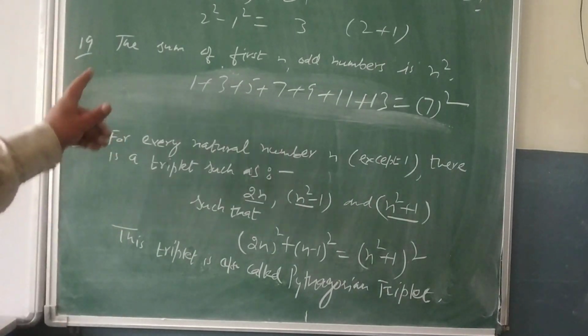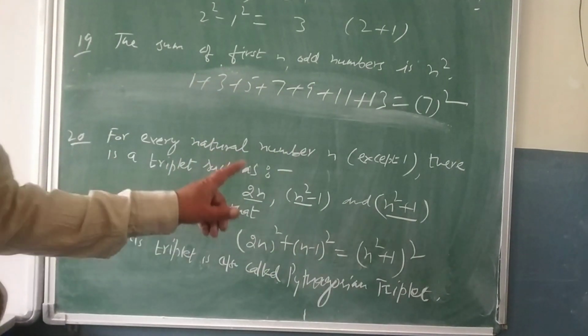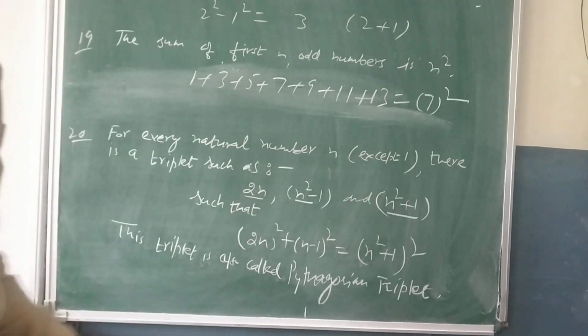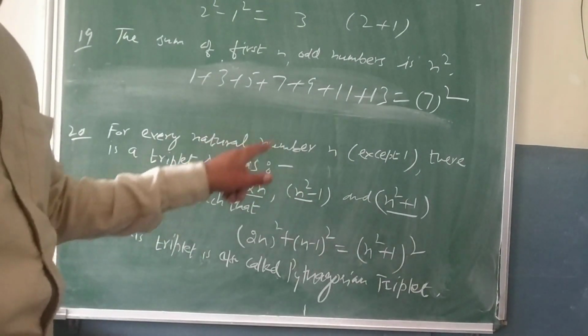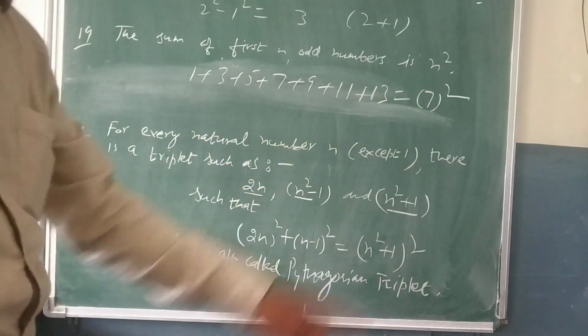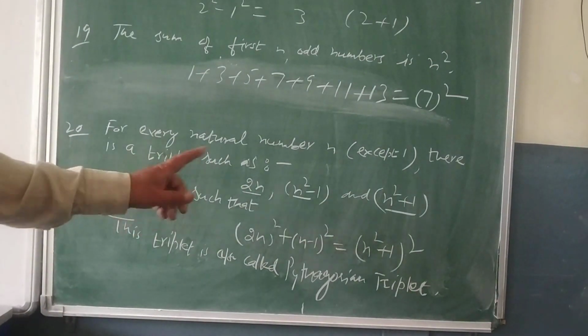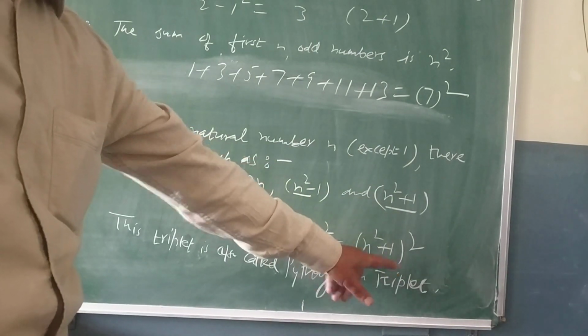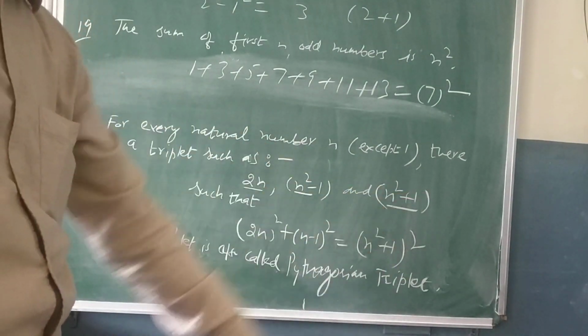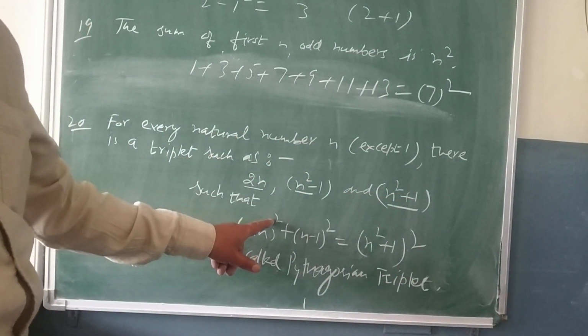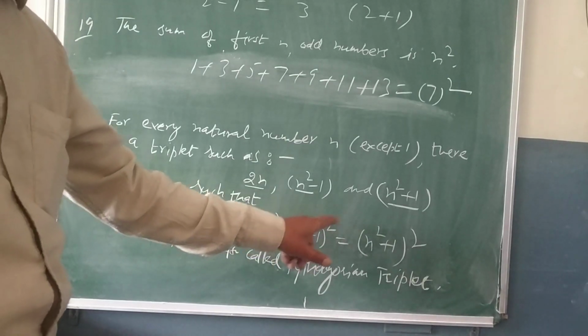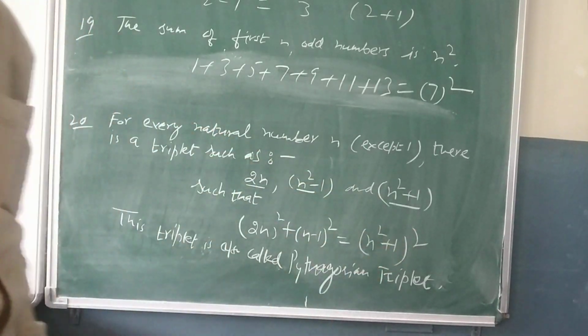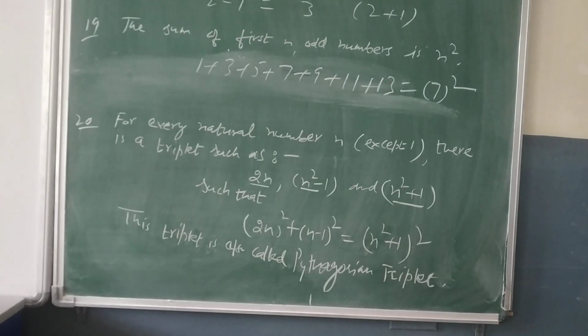Please remember, I am talking in terms of n only, so that's why I am giving you the sides also in terms of n. Here it is 2n, here it is n square minus 1 and here it is n square plus 1. Such that the sum of the squares of these two will be equal to the square of the third. Square of n square plus 1. So the sum of the square of 2n and the square of n square minus 1 is equal to the square of n square plus 1. Now why is this there?